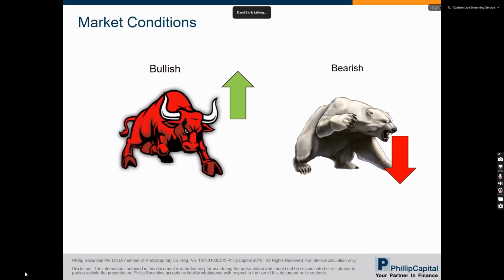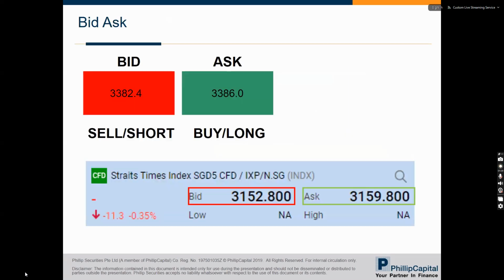So there are two types of market condition. In the stock market, there's only going to be two types of movement. The first one being the upward movement, the second one being the downwards movement. If it's going up, we call it bullish. If the market is very bullish, this means that the market is in an upwards trend. However, when the market is going down, we call it bearish.